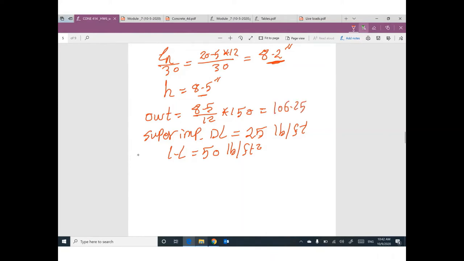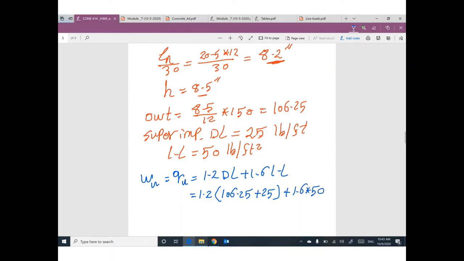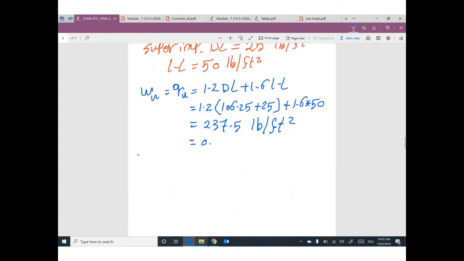It will be 106.25. So guys, your W ultimate, which is equal to Q ultimate, just symbols, names, equals 1.2 dead load plus 1.6 live load. 1.2 times your dead load, 106.25 plus 25, plus 1.6 times live load 50. Your value of W ultimate will be 237.5 pounds per square foot. If we want, we can convert it to 0.2375 kips per square foot to make your number smaller.